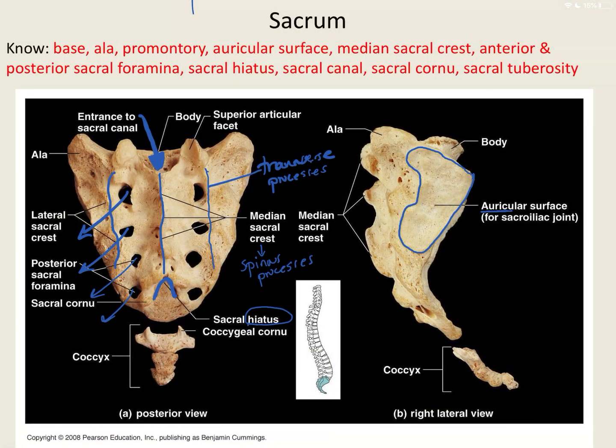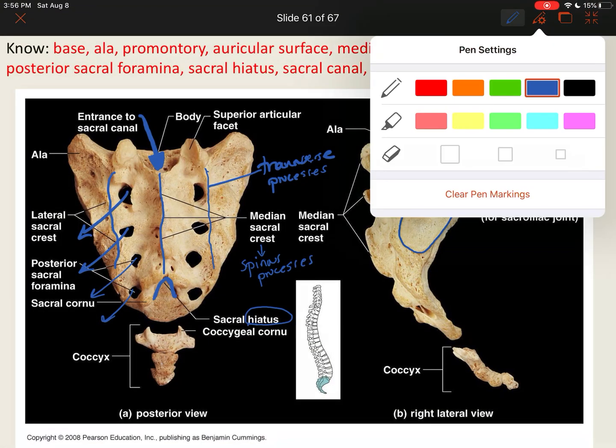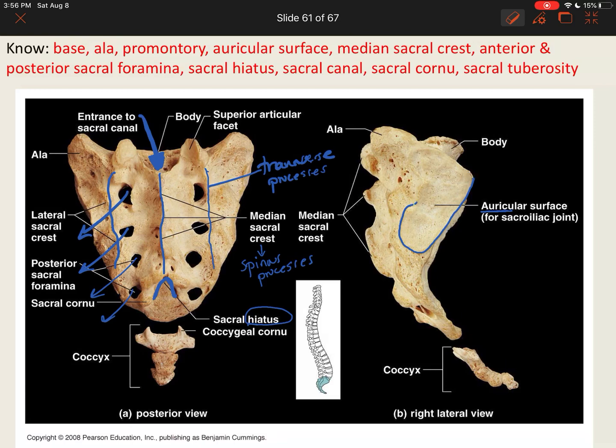Oops, sorry about that. Trying to change some color. Let's erase some of these things.